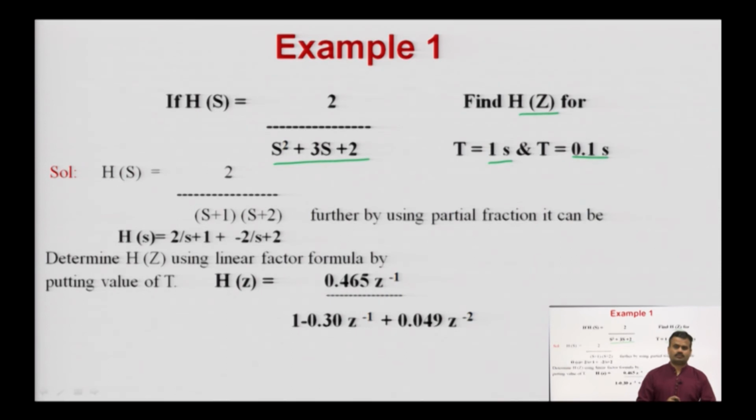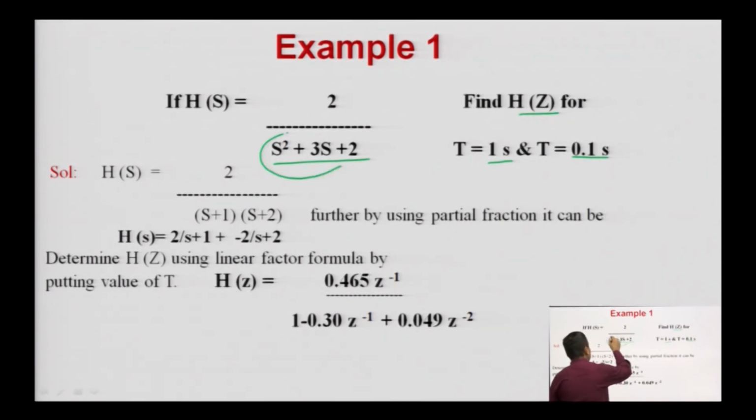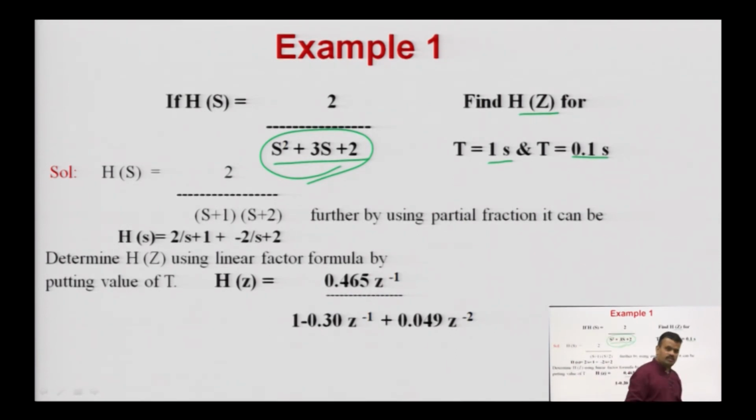Okay. So, here H(s) is equal to this one. At first, if it is possible, then factorize this expression. If we factor this expression s square plus 3s plus 2, then we will get (s plus 1) and (s plus 2). Factorize, if factorization is possible. Why? Because this type of expression you can solve by using only the partial fraction method. So, by doing the partial fraction, you want the factors of this expression. So, 2 upon this.